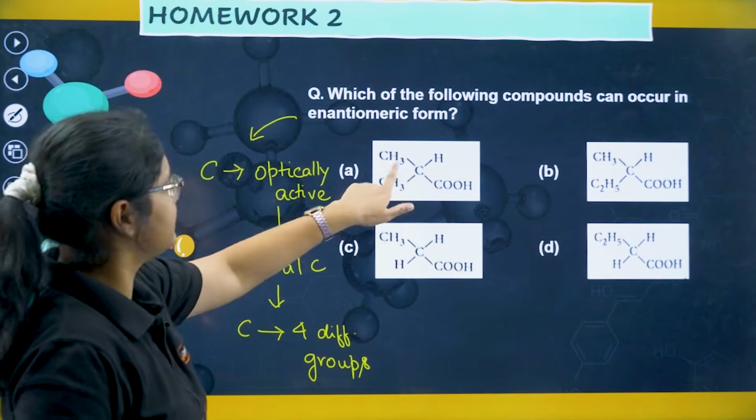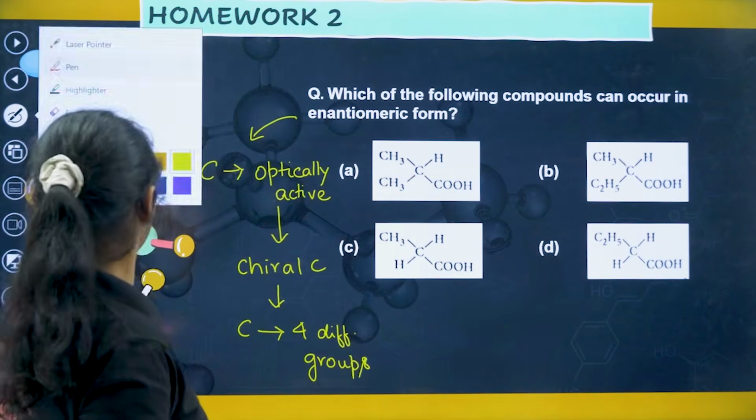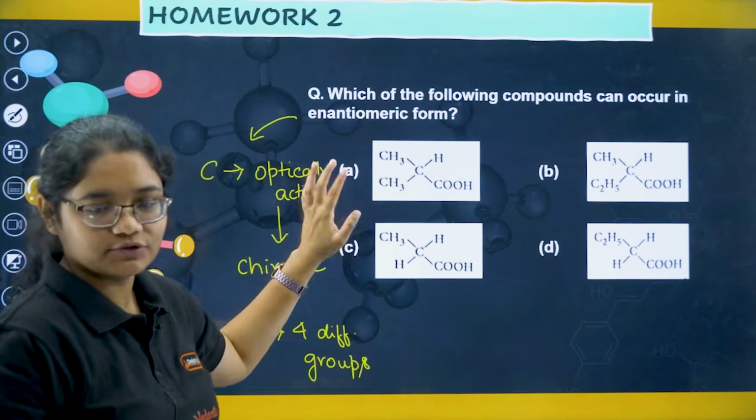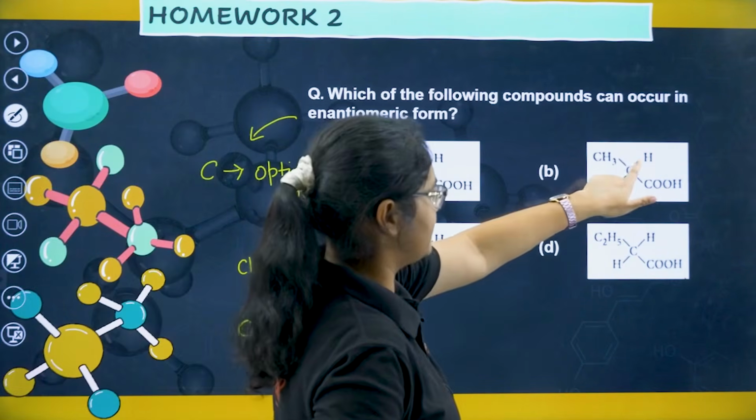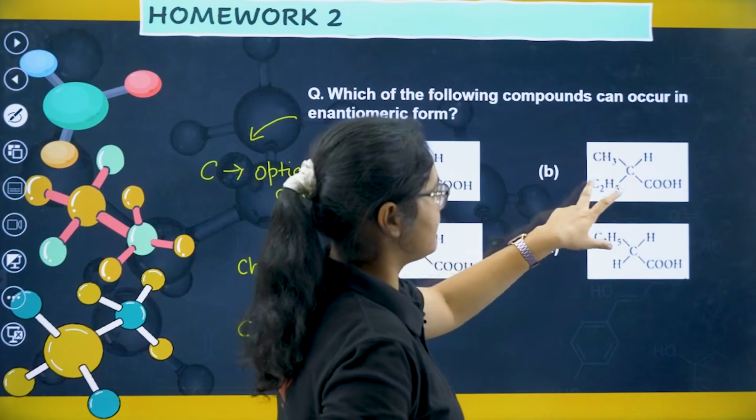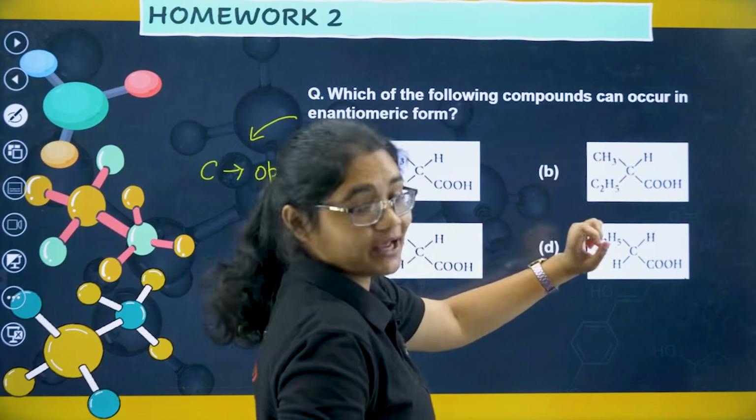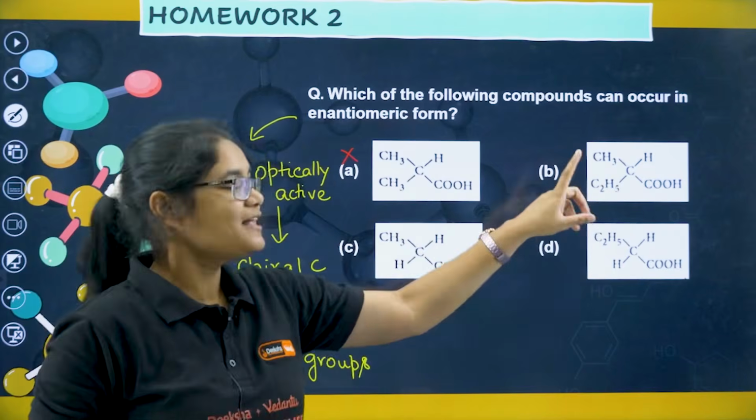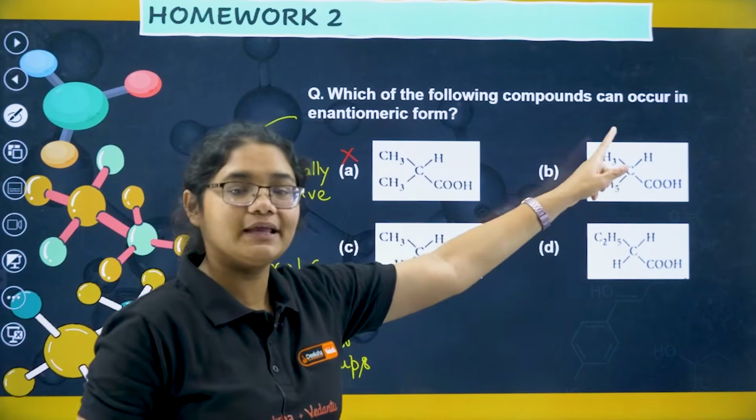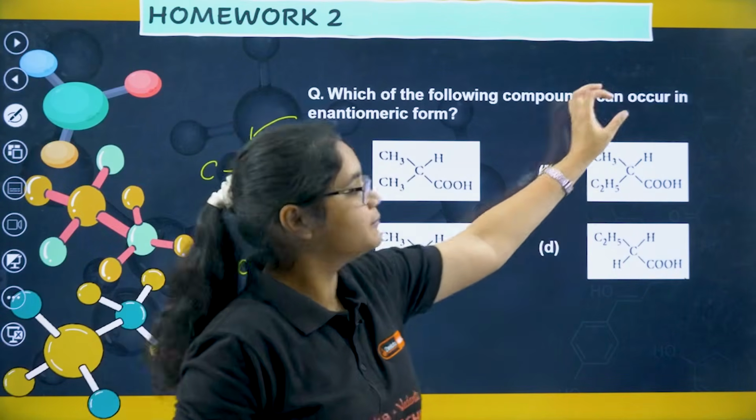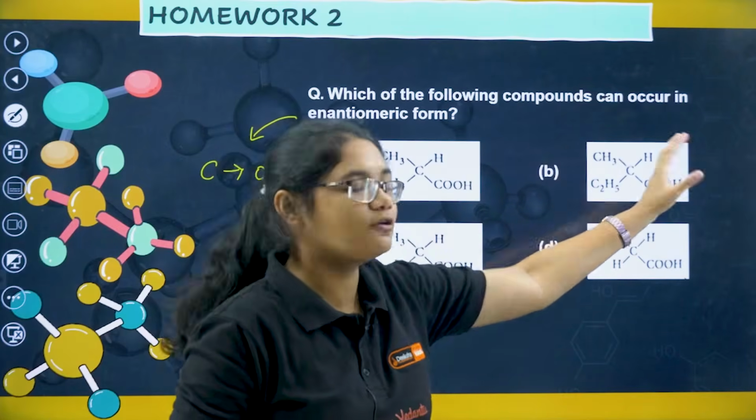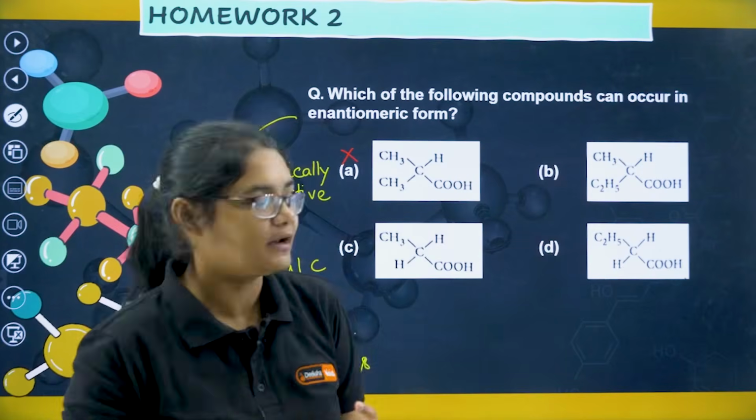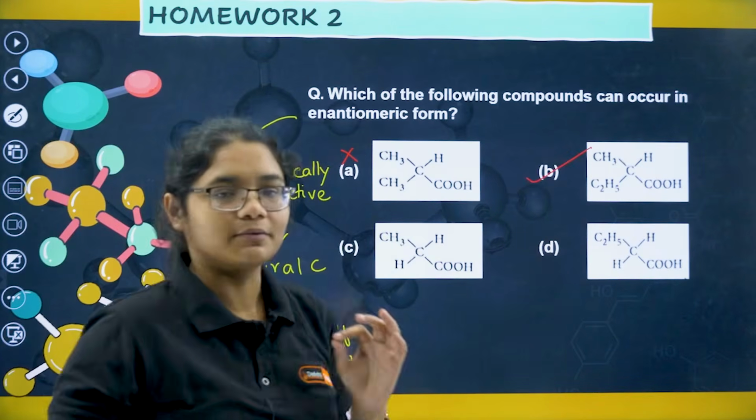So here, can we see that I have 4 different groups? Let us check. We have 2 methyl groups, so this will not be the answer. Here can I see? Yes, I have 1 hydrogen, 1 acetic group, 1 ethyl group and 1 methyl group. All the 4 groups are different. So this compound will be optically active and its mirror image will be non-superimposable, and both of them will be an enantiomeric pair. So here the answer will be option number B.